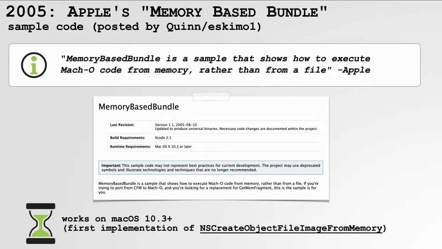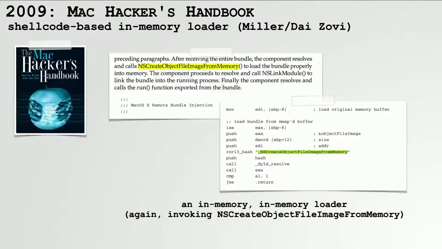and above, so pretty old. The reason is that in 10.3, there was a new API implemented, which is NSCreateObjectFileImageFromMemory. And we'll see that essentially all the other examples up until macOS 10.15 are utilizing this same API. And we'll talk more about what it does.